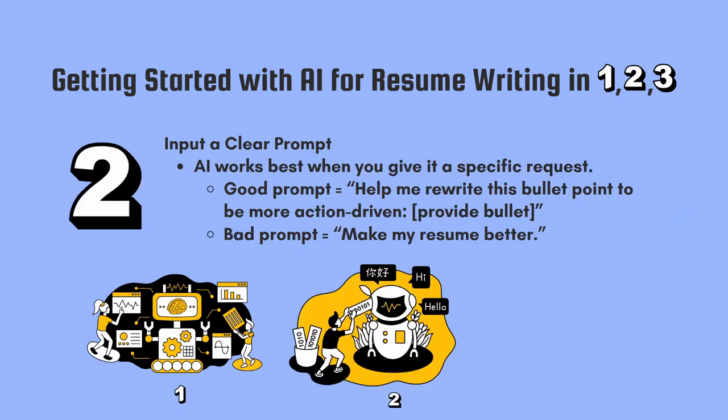Once you've chosen a tool and you're using AI for any of these problems, it's always best practice to use clear prompts. You want to make sure that you're giving it a specific request. You're not just saying something like "make my resume better." What does better look like? A good prompt would be "help me rewrite this bullet point to be more action driven," giving it a specific bullet point and a very specific task. You want to be clear without giving it too much information, and then you'll see that you're getting much more enhanced results.